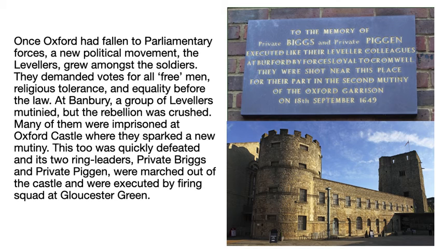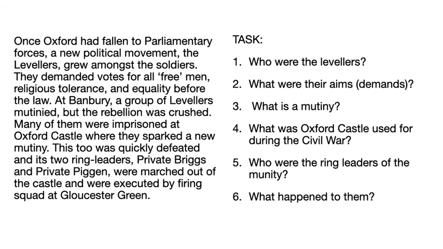Now, when the Levellers went to Oxford Castle, they sparked a new mutiny, and the two ringleaders, Private Biggs and Private Piggin, just as we read in the little plaque there, were executed for their role in bringing about the mutiny. They were executed by firing squad, that is, they were shot at Gloucester Green, and that's what's commemorated. So, please can you now answer these 6 questions on the Oxford Leveller Mutiny?